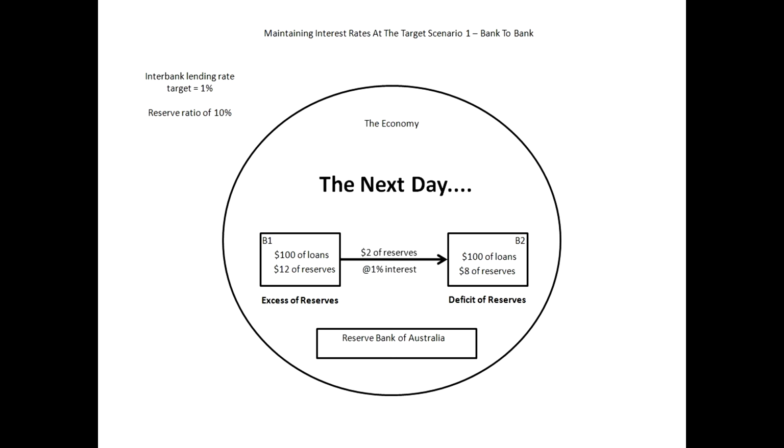What happens is Bank 1 supplies $2 of reserves at the target interest rate, the interbank lending rate, across to Bank 2, and they end up with everyone happy because they've got the correct amount of reserves for the amount of loans they have on their books. So when those banks can loan to each other like that at the target rate, that just keeps everything nice and happy and at the 1% target rate.